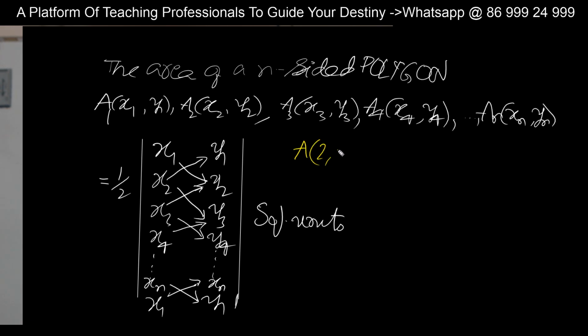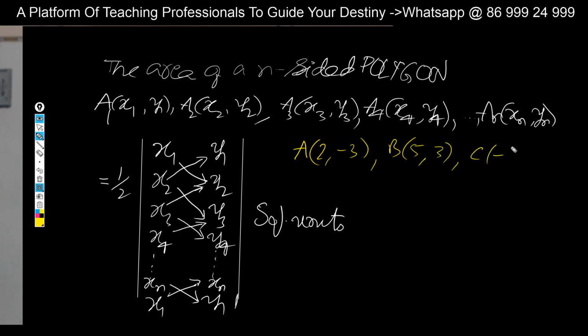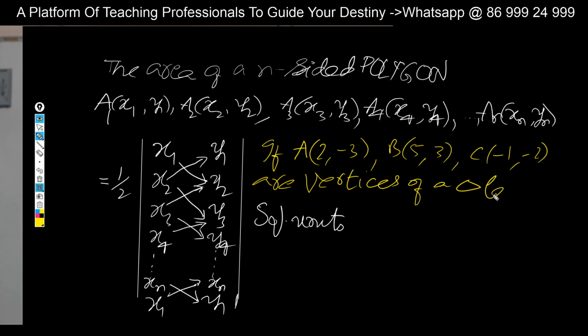A (2, -3), B (5, 3), C (-1, -2). If these are the vertices of a triangle, then delta ABC. What does it mean by delta ABC, please?